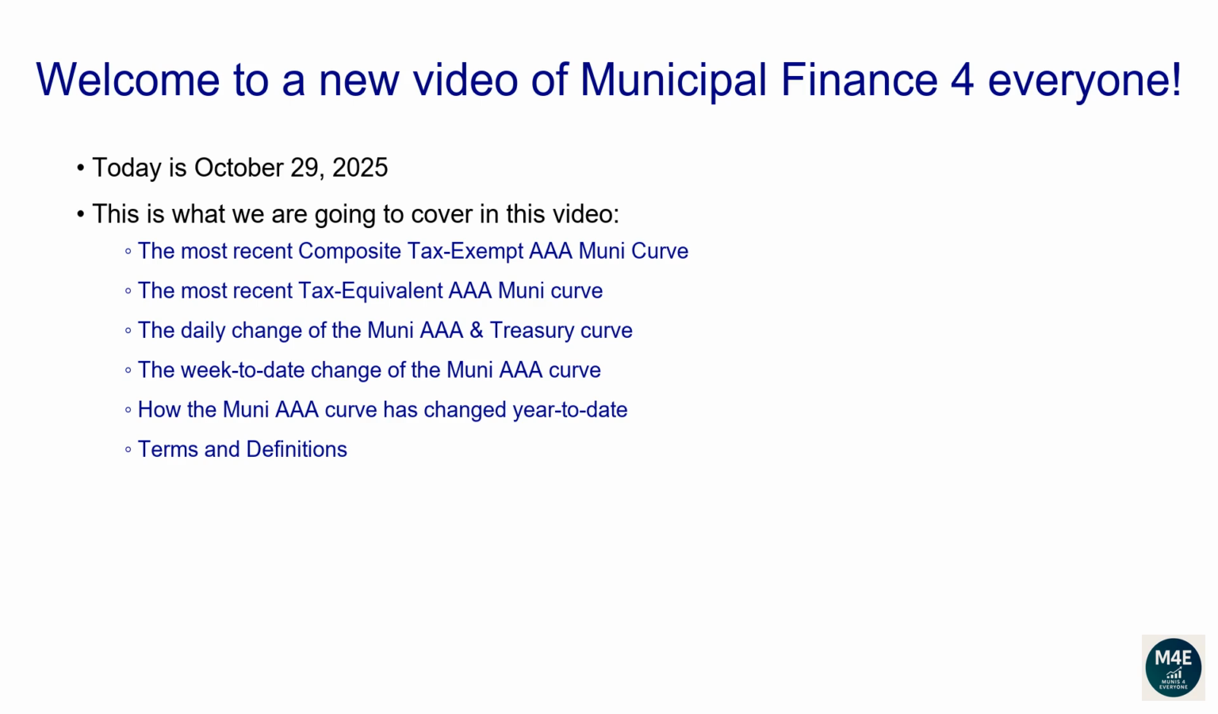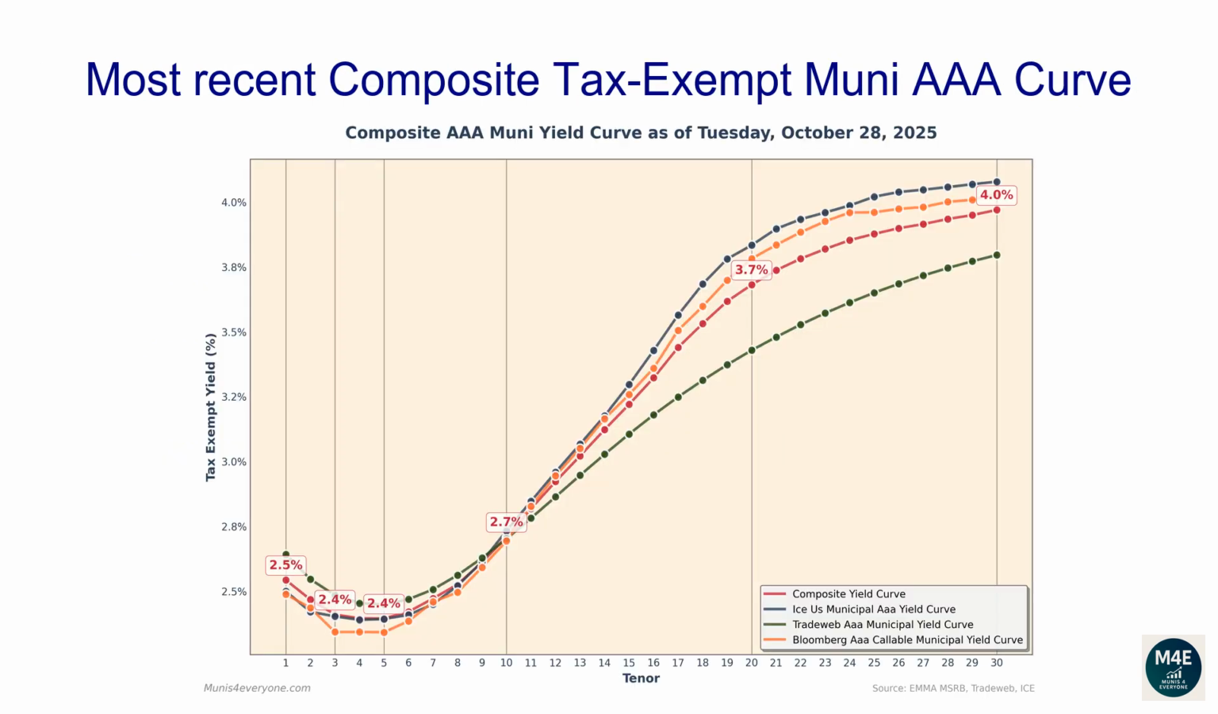Terms and definitions. Let's go over the most recent composite tax-exempt Muni AAA curve. The following composite tax-exempt yield curve is based off the most recent ICE, TradeWeb, Bloomberg yield curves that are available on the MSRB website, plus some proprietary extra adjustments, as of October 28, 2025.